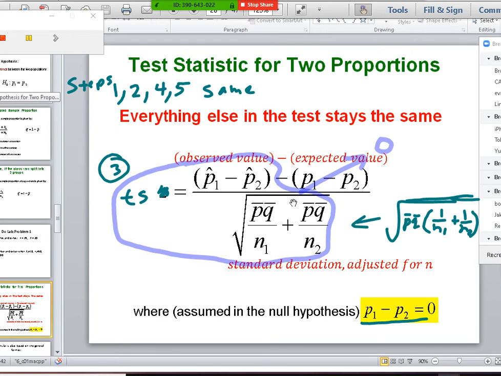But here's the catch. Remember, in the null hypothesis, we assumed that p1 equals p2. So when you subtract them, you get 0. So what we expect is that when you subtract them, the difference is 0. So this just goes away because we expect that to be 0, and you're left with just this part here, which is exactly what you have in your notes.